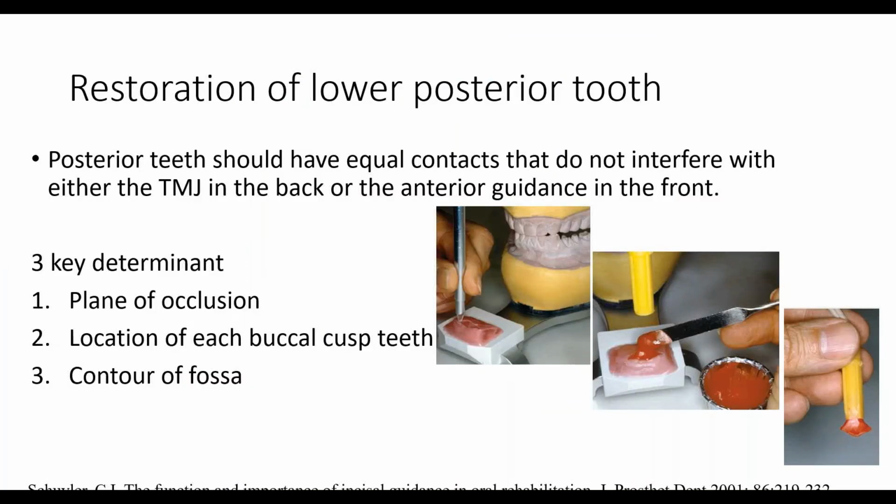So coming to the restoration of the lower posterior teeth, the posterior teeth should have an equal contact that does not interfere with either the TMJ in the back or the anterior guidance in the front. So there are three determinants: the plane of occlusion, the location of the buccal cusp tips, and the contour of the fossa.